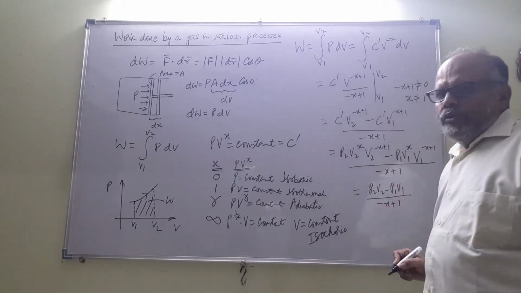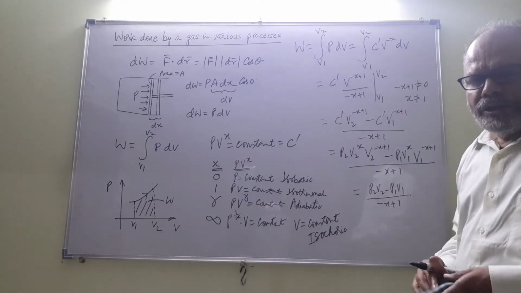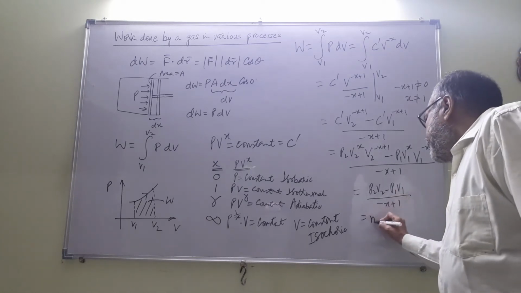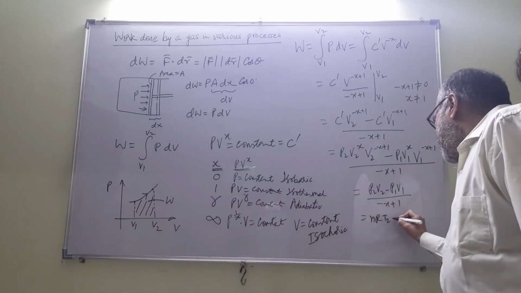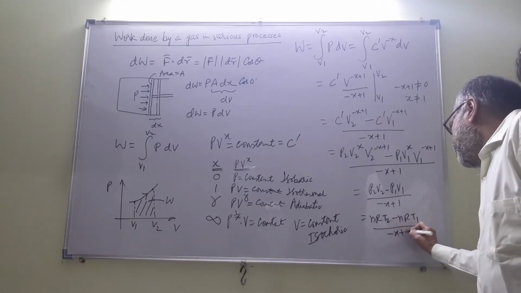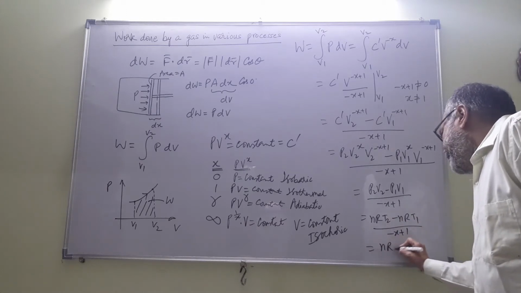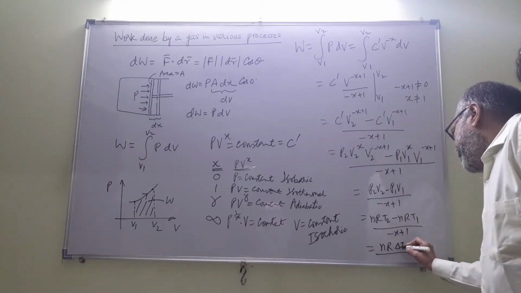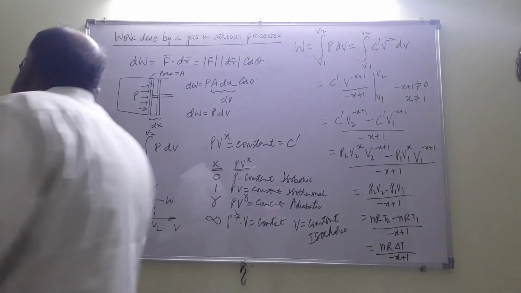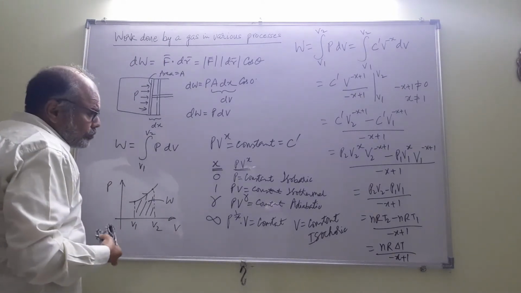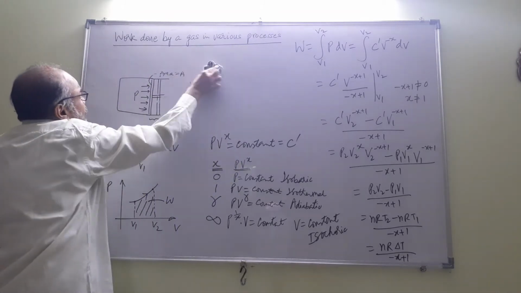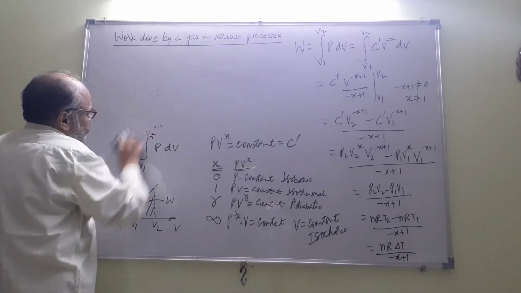Now P2 V2, if you consider the ideal gas equation, P2 V2 is nRT2 and P1 V1 is nRT1, by minus X plus 1. So you can write this as nR delta T, where delta T is the change in temperature, by minus X plus 1. That is the general expression for the work, excluding the isothermal process.